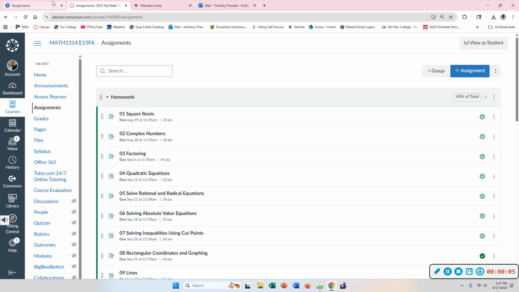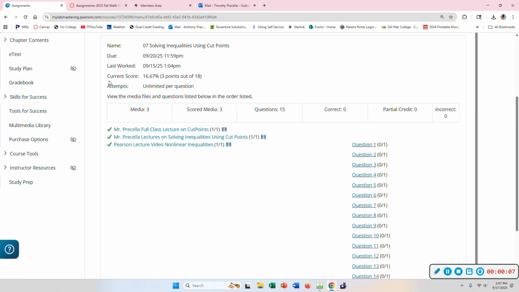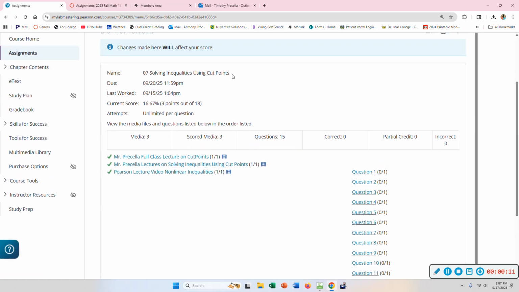Good afternoon, class. Today we're going to look at solving nonlinear inequalities using cut points. Really, any sort of inequality can be solved using this method, provided there's a solution to be found. Even linear inequalities. Let's switch over to my camera.